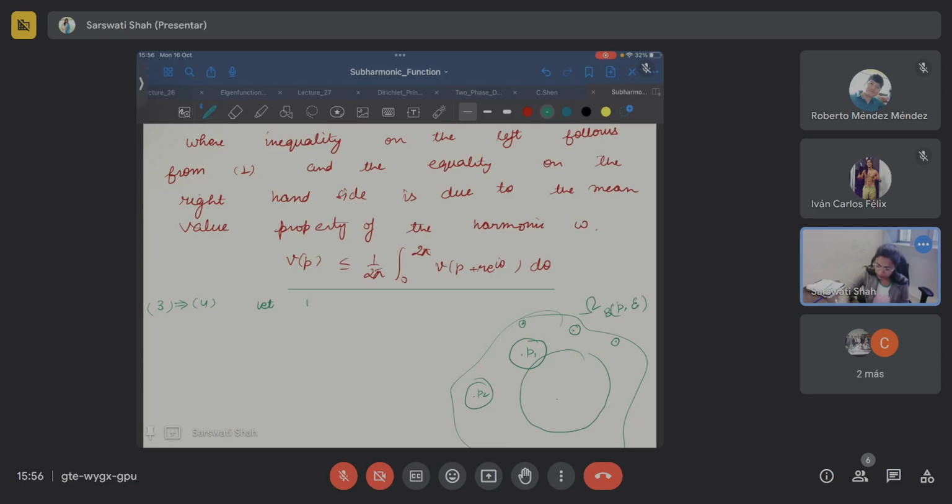Let U be harmonic in D, satisfying V is less than or equal to U, and assume W is equal to V minus U. Then W is less than or equal to 0 in omega. I am stopping this class here. Tomorrow I will continue, and most probably tomorrow I will finish the Perron's theorem.